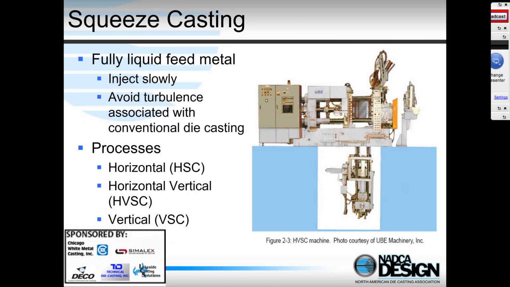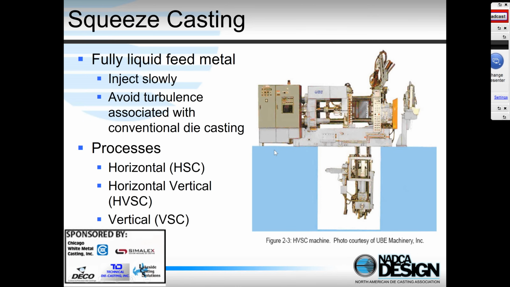This is squeeze casting, the second of the processes, back to fully liquid metal, but instead of injecting it quickly as we would do with conventional die casting, we inject it slowly. Take a few seconds to fill the cavity. That allows us to avoid the turbulence associated with conventional die casting.